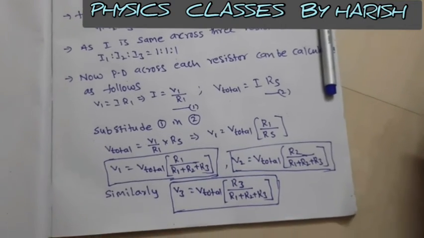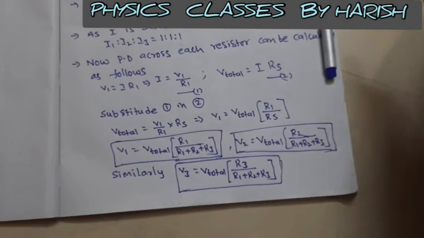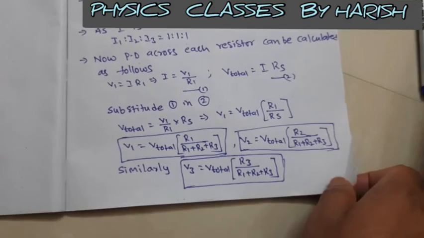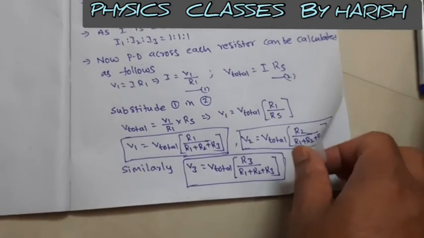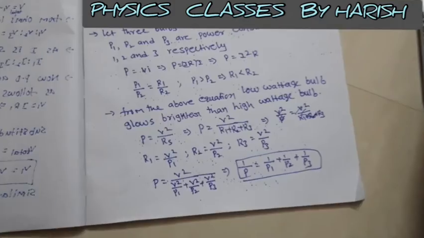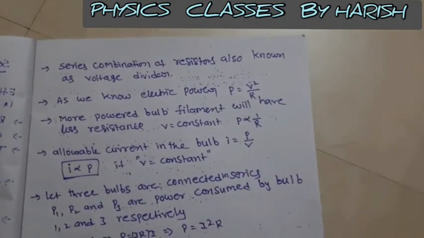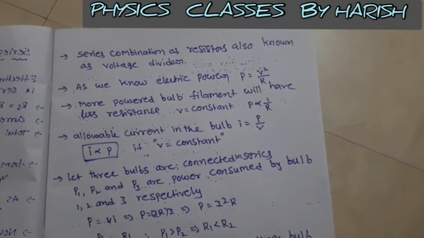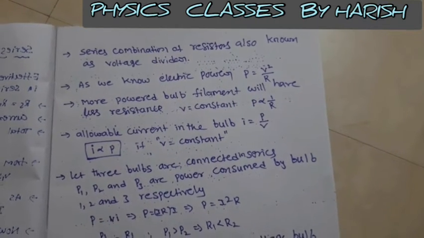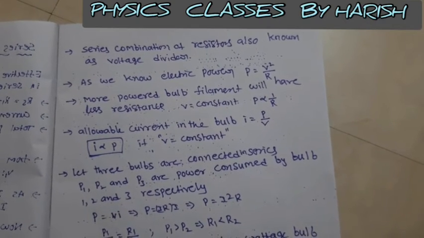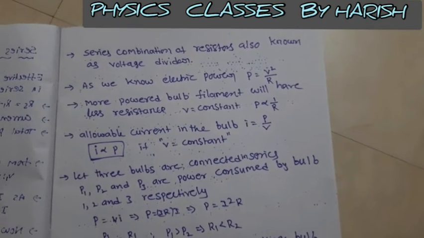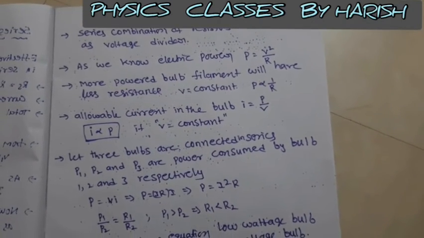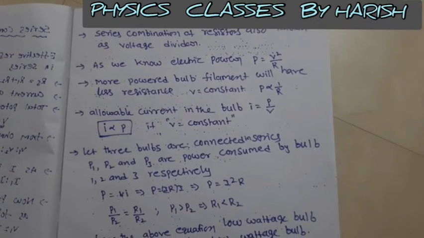Similarly, we write V2 and V3 like here. So guys, you can observe here V1, V2, V3 are the potential differences across the three resistors. It is important for competitive exams, they will ask either in NEET or JEE. So you can remember: the series combination of resistors is also known as a voltage divider. Why? Because when we connect resistors in series, the current remains the same throughout all the resistors, but the potential will be divided. So the series connection of resistors is also used as a voltage divider.